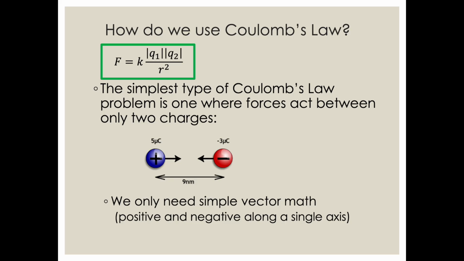The simplest type of Coulomb's law problem would be one involving only 2 point charges, in which case the forces would be along a single axis, and the vector math is greatly simplified because we're only dealing with positive and negative direction along the single axis.